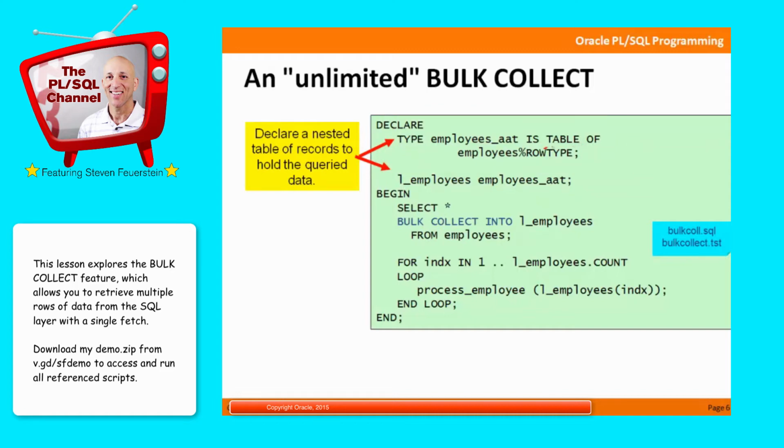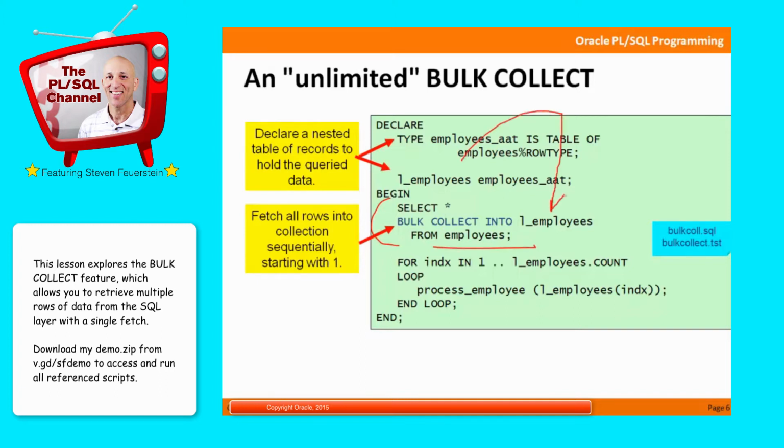I declare a variable based on that type. And then with my single select statement, select bulk collect into, I select all the data from the employees table, drop it into my array, my nested table, and again it's filled sequentially from index value 1. Now the Oracle standard employees table has 107 rows in it, so now my collection will have 107 rows in it, and then I can iterate through my collection to do whatever processing I was going to do. So for every index between 1 and the count, process the employee.